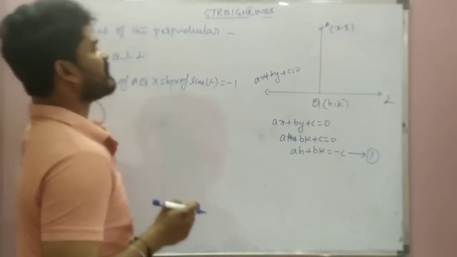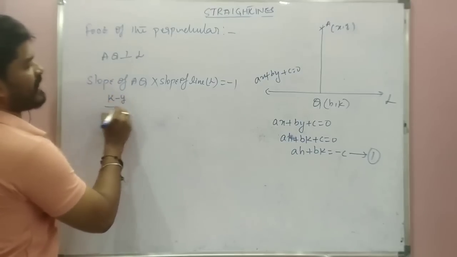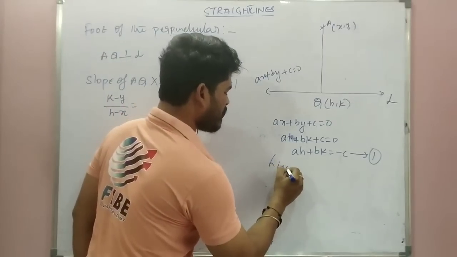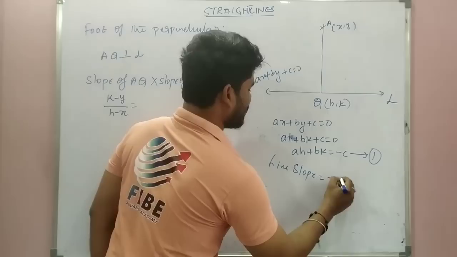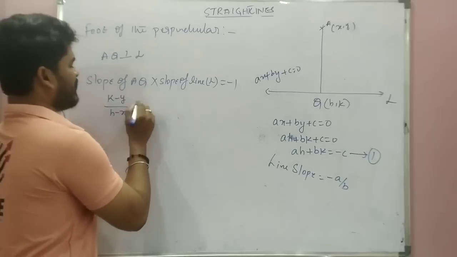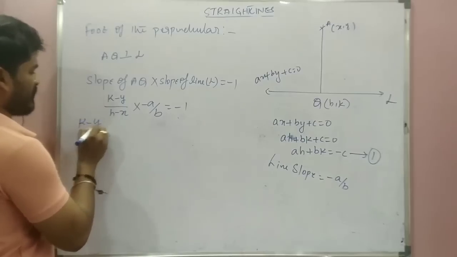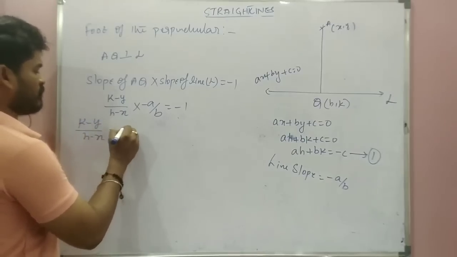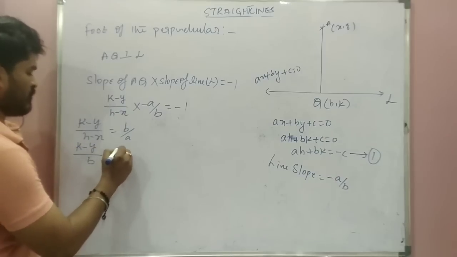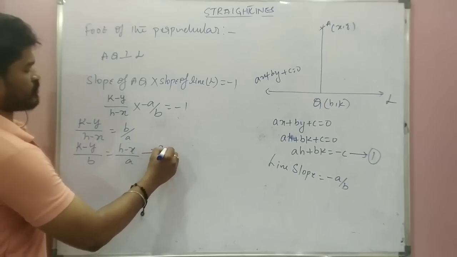Therefore, what is the slope of AQ? We know that it is k minus y divided by h minus x. What is the line slope? Line slope equal to minus a by b. This is previous knowledge. Into minus a by b equal to minus 1. Therefore, k minus y divided by h minus x equal to b by a. Therefore, k minus y divided by b equal to h minus x divided by a. So this is a condition, equation 2.